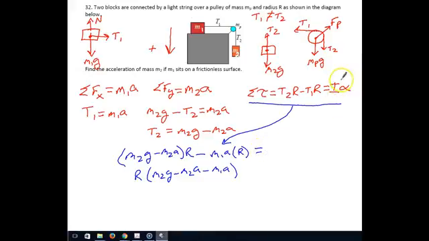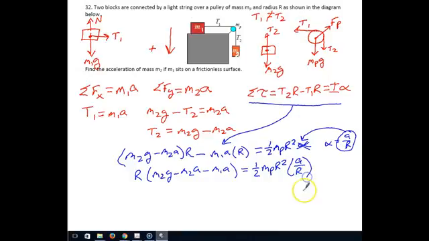So we need to write down what I is. I for this pulley is the same as it was in the last one. It's just 1/2 mass of the pulley times the radius squared. And then we multiply that times alpha. But remember, alpha is equal to a over R, so we're going to plug a over R in for alpha and get rid of alpha. So this is 1/2 of mp R squared times a over R.